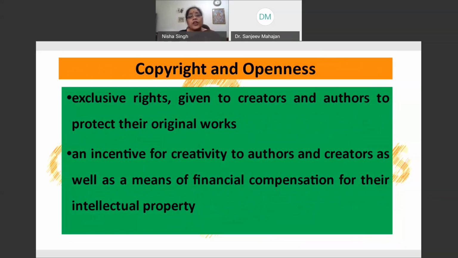So I have been talking about copyright and openness. So what is copyright? We all know copyright: exclusive right to the creator and author, to protect their original work. If I have made it, Nisha has made it, then it is my copyright. It is my prerogative. It is my liking or my willingness to share it with the world, or I'll say no, this is my creation, I'll keep it. Exclusive rights I've got, and it is right by virtue of my creation.